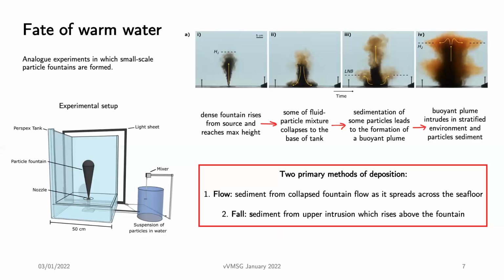We have the flow deposit, which forms as a result of the collapsing fountain and the gravity current spreading along the base of the tank, and a fall deposit, which forms as a result of a buoyant plume rising and intruding into the ambient and particles sedimenting from the intrusion.